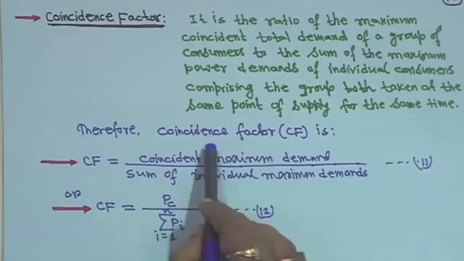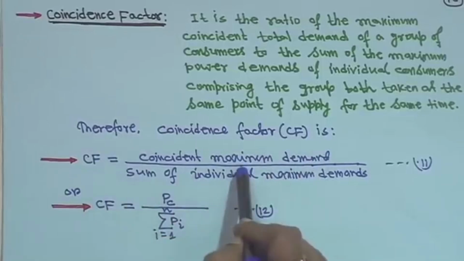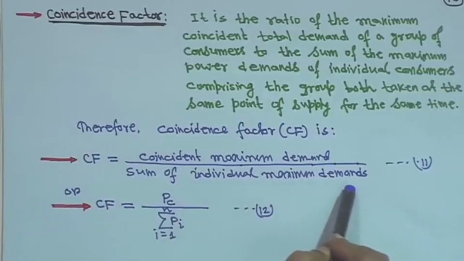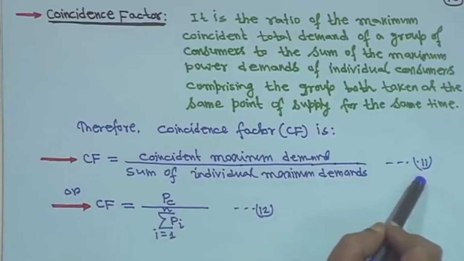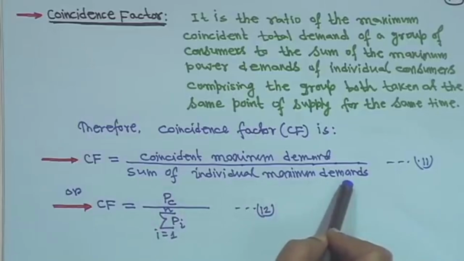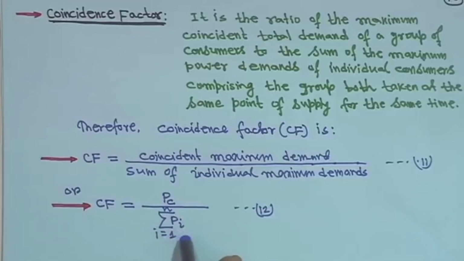That means the coincident factor is defined by Cf equal to coincident maximum demand divided by the sum of individual maximum demand. This is equation 11. The coincident maximum demand Pc, as previously defined, divided by the sum of individual maximum demand, so Cf is equal to Pc divided by sigma i equals 1 to n Pi.